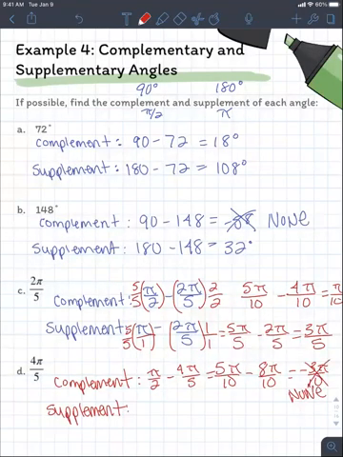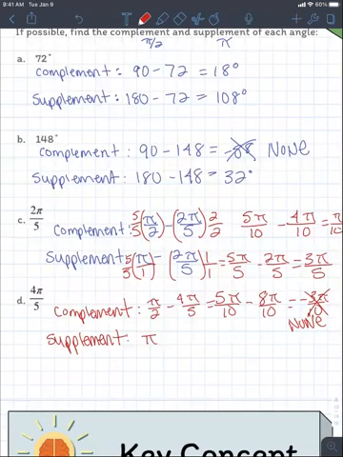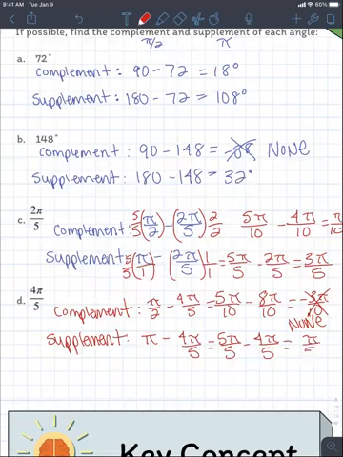So I saw right answers for that one, and then for our supplement, we're subtracting it from pi. So we would do pi minus 4 pi over 5, which is the same as 5 pi over 5 minus 4 pi over 5, which is pi over 5. Cool? So if you're doing these on your homework and you get a negative answer, you're going to put none, or it might say like put D and E, but I think it says to put none. So you'll just write none. Cool? Complements and supplements have to be positive.